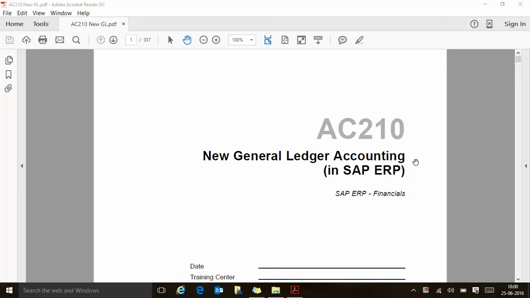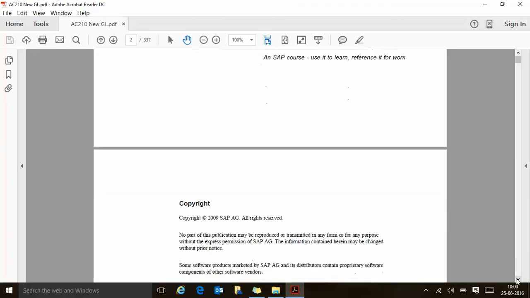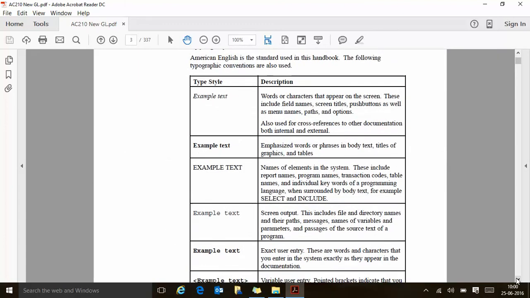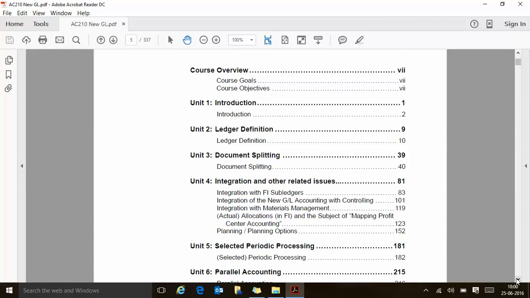So this is the standard SAP material which we are going to refer to, AC210, and that's what we will go through. And then another book we have, AC212, which was all about migration. So we'll go through the same book and we'll see how migration goes on. So we'll go to the table of contents.